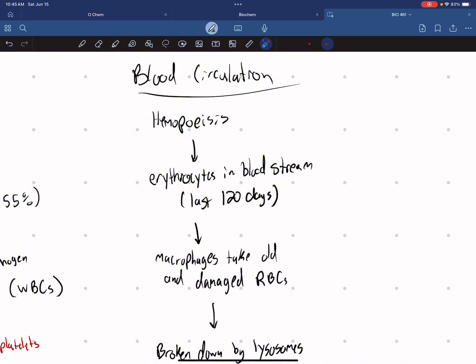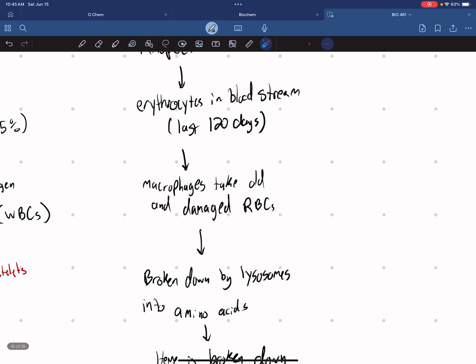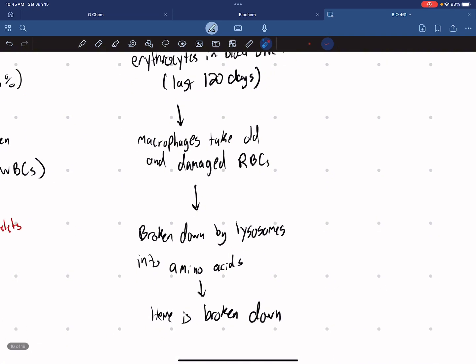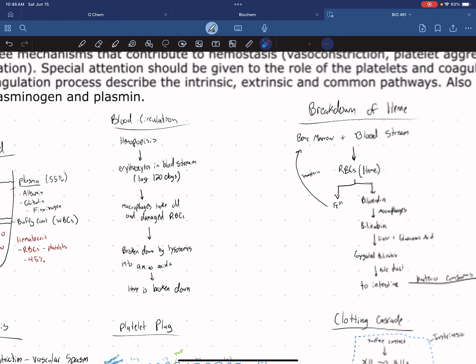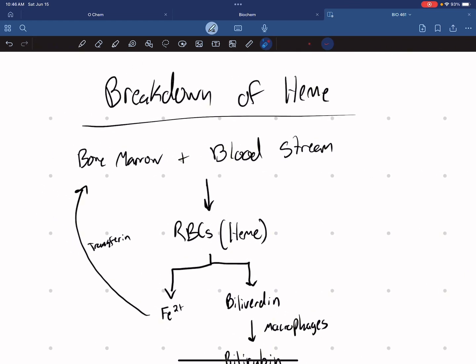After they are damaged or old, they will be taken up by macrophages and broken down by lysosomes into their respective amino acids and into the groups of heme and iron groups. And so now we can go down into the breakdown of heme.